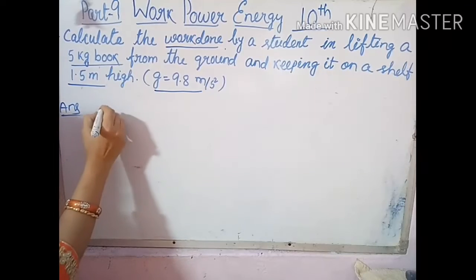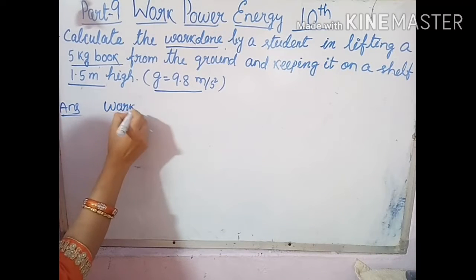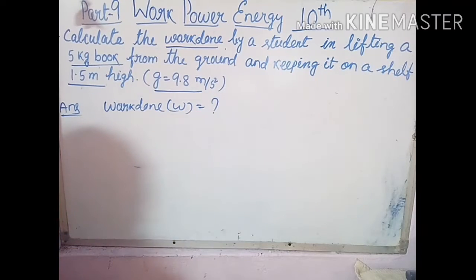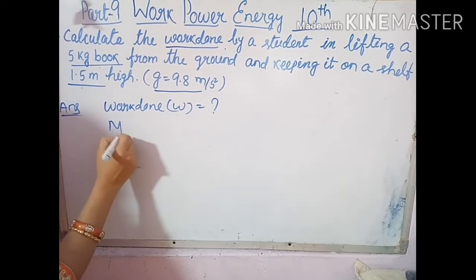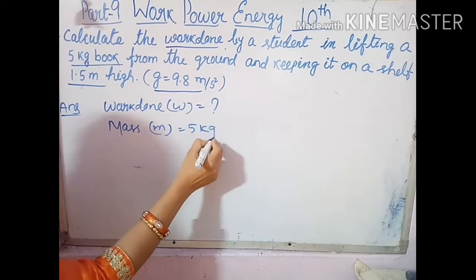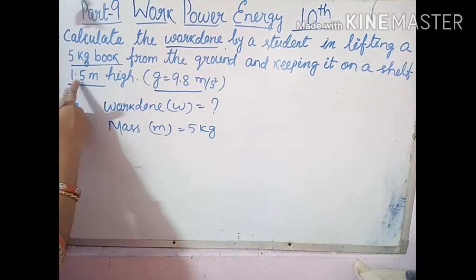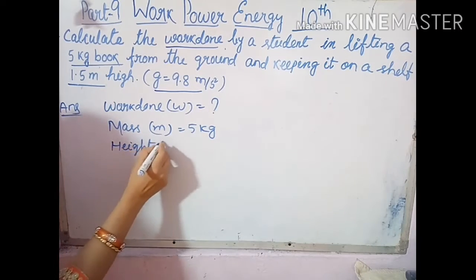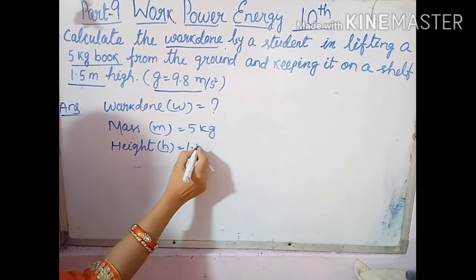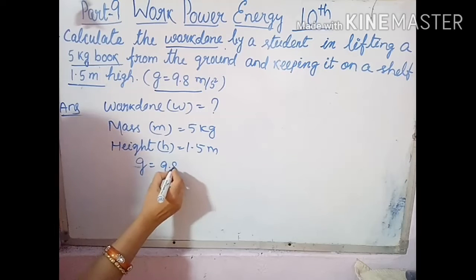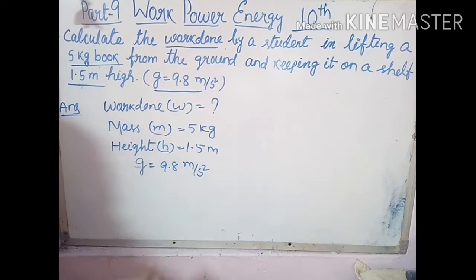Let's write it symbolically first. Work done W equals question mark, it is asking. 5 kg book means the mass m equals 5 kg. Then 1.5 meter high means height h equals 1.5 meter. Then g is given, acceleration due to gravity, that is 9.8 meter per second square. So these are your data given.